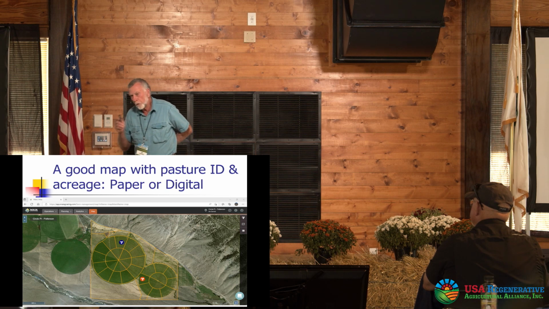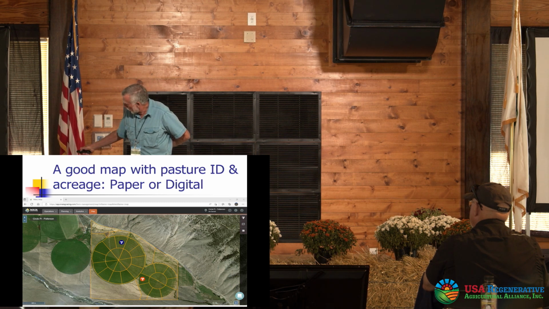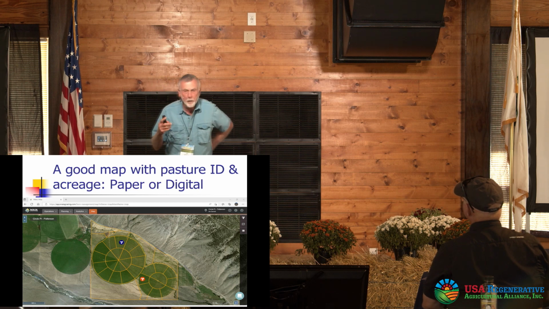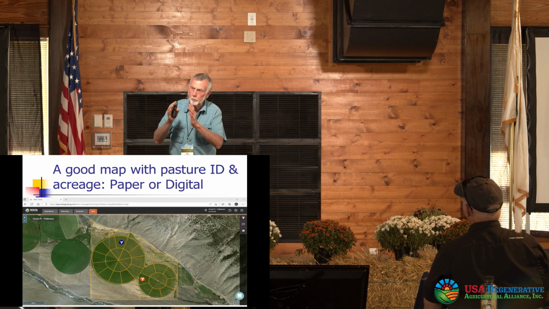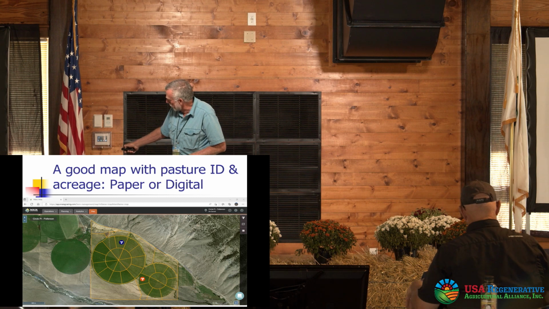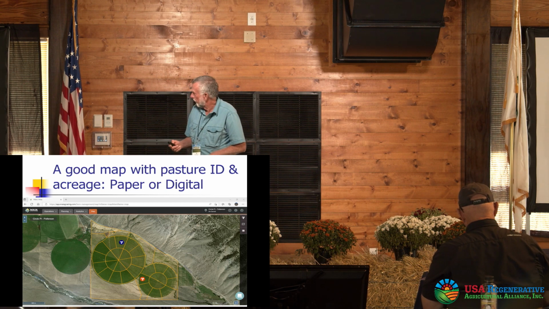I want to point out, the only permanent fences that we actually have are the outside perimeter and the inside circle. All these other lines, they aren't actual fences. They define, again, my unit of record. So I do my inventory looking at each one of these segments.